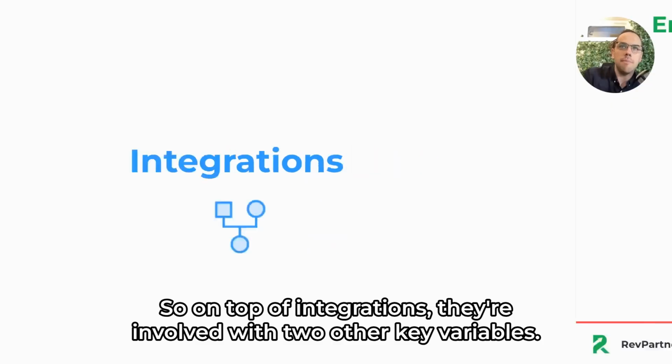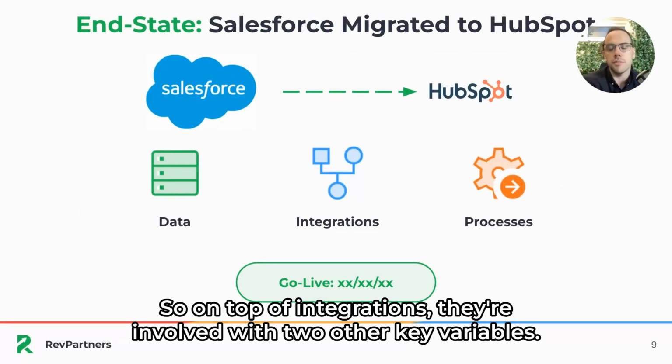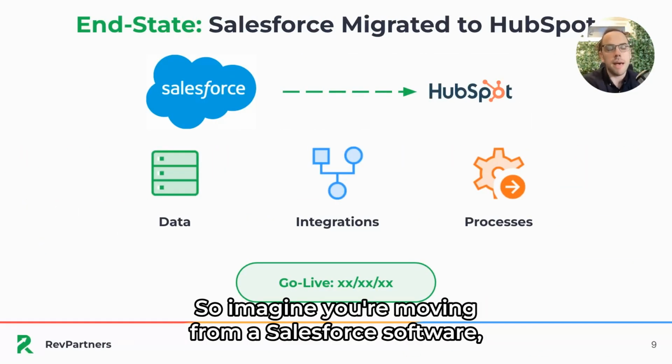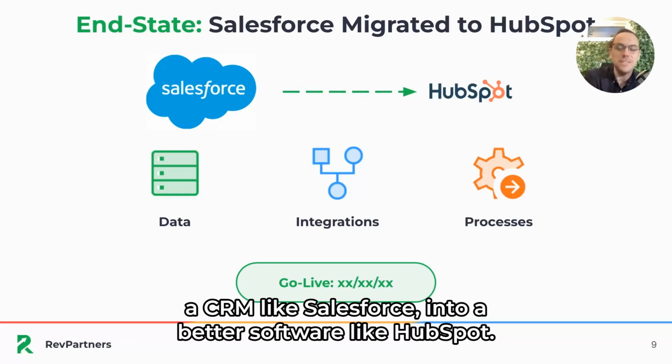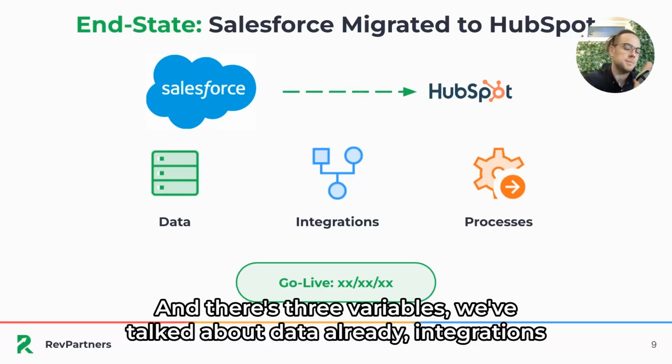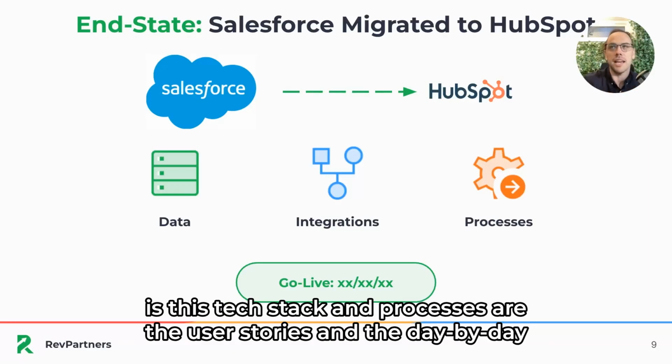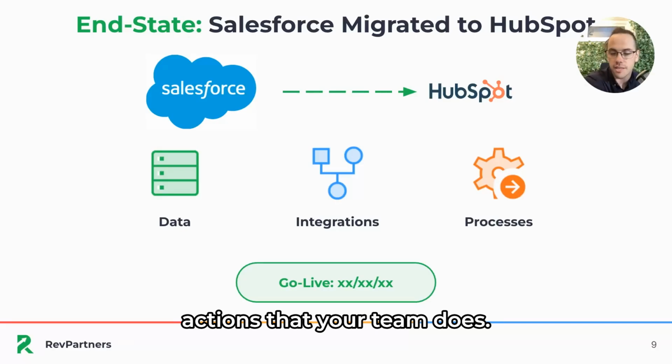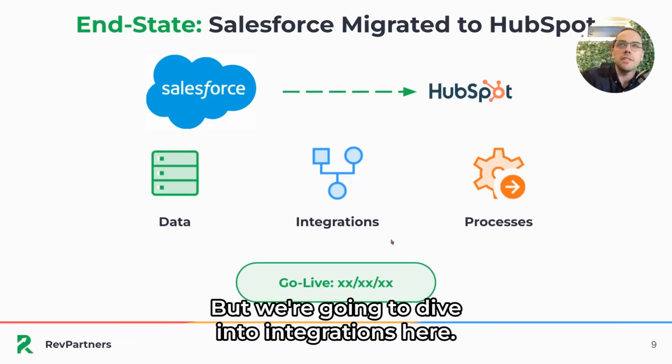So on top of integrations, they're involved with two other key variables. So imagine you're moving from a Salesforce software, a CRM like Salesforce, into a better software like HubSpot. And there's three variables. We've talked about data already. Integrations is this tech stack, and processes are the user stories and the day-by-day actions that your team does. But we're going to dive into integrations here.